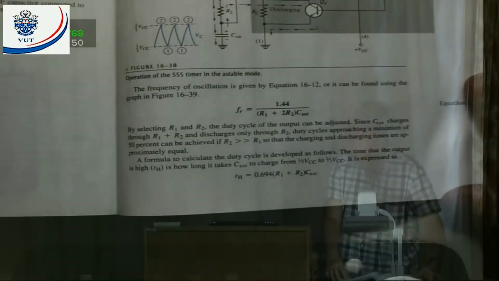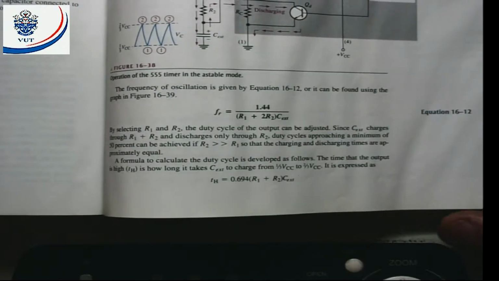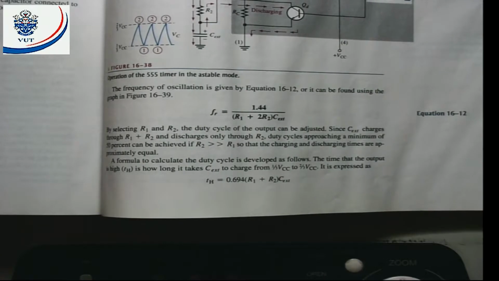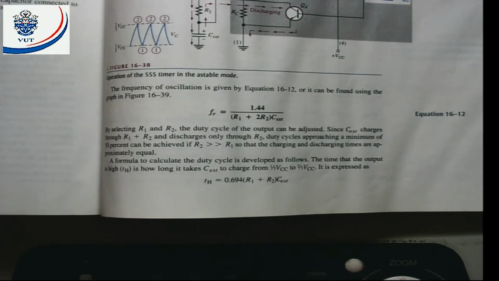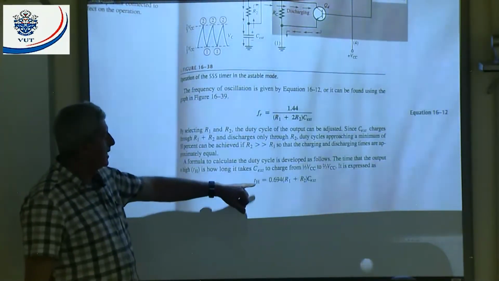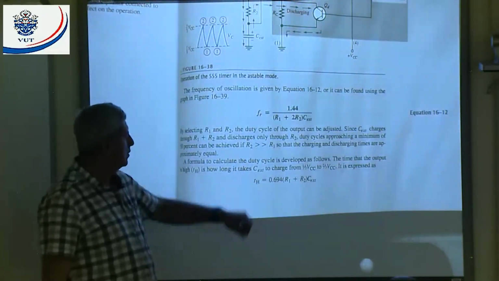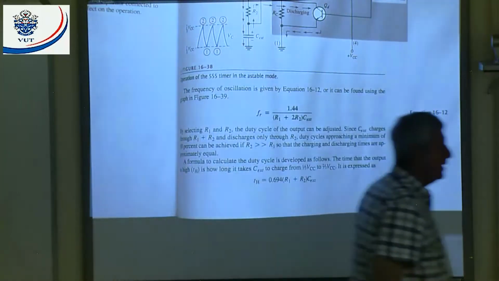All right, here's a few formulas we should know. There's a formula for my resonant frequency. It's equal to 1,44 divided by R1 plus 2R2 times C external. And then they give us the formula for the high state. TH stands for the high state. Is equal to 0,694 bracket R1 plus R2 times C external. That's when it's going to be on the high state. They're going to give us a formula for the low state.